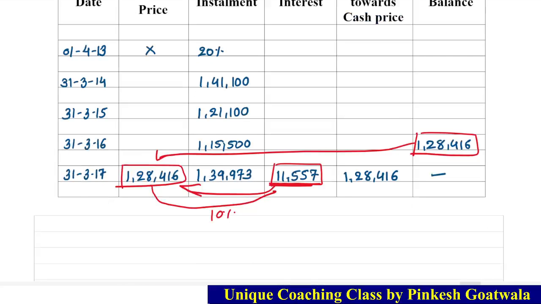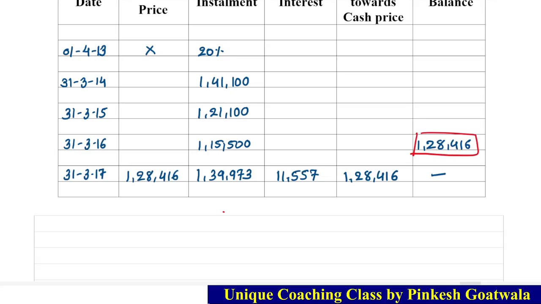So here we have an interest. Okay, how much interest do we have? 11,557. We have this amount of interest, and on which amount was this interest calculated? This amount. Okay, some percentage of this amount was taken, so that you will get this amount. So you can say that this interest 11,557 was calculated on these amounts. Okay, this interest was paid against these amounts.